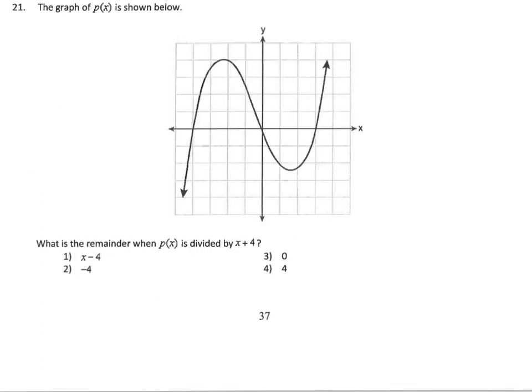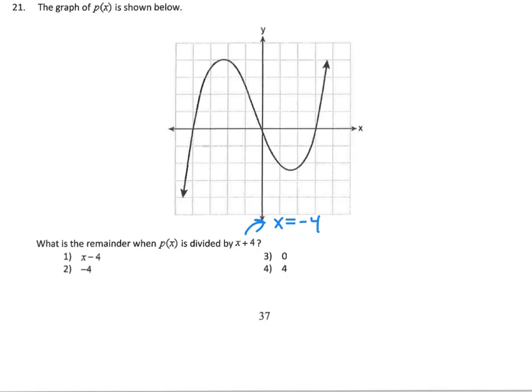Okay, number 21, they give us the graph of p of x, and they want to know what is the remainder when p of x is divided by x plus 4. Now, if we want to find what the remainder is when p of x is divided by x plus 4, we want to look at the value of the function at x equals negative 4. If we look at the height of the function at x equals negative 4, that'll give us the remainder. That's called the remainder theorem.